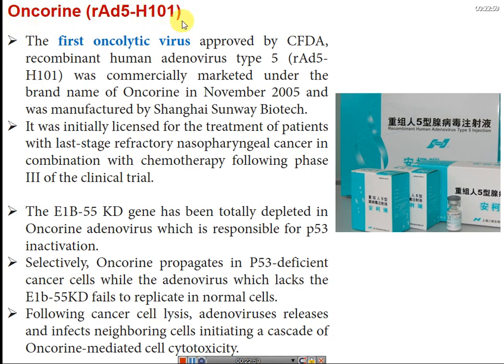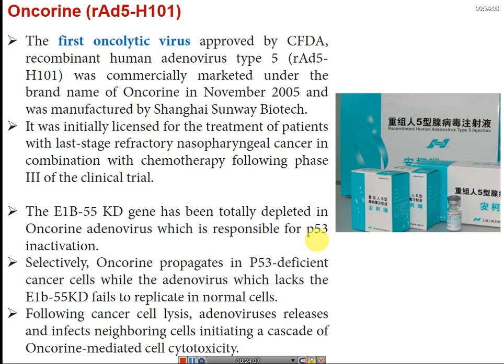The next example is Oncorine. This is a very special gene therapy product. It is the first oncolytic virus, a recombinant virus approved by the Chinese FDA. It is a recombinant human adenovirus type 5 in which a particular gene, E1B55KD, has been totally deleted. This gene is responsible for p53 inactivation. In any tumor, if you inactivate p53, tumor survival and growth are enhanced. So if you delete this gene in the virus and infect the tumor with it, the virus will not be able to inactivate p53, but is still able to infect the cancerous cells.